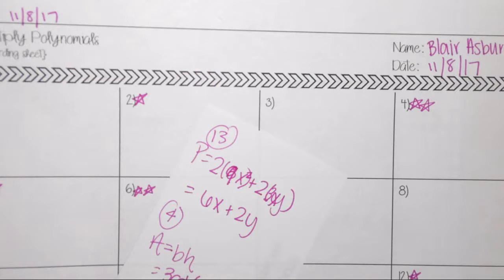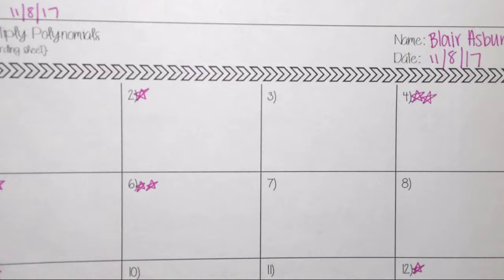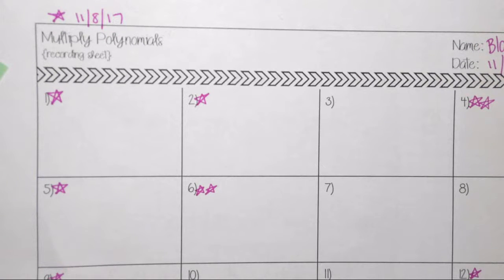I don't understand why 2 is so complicated, and it shouldn't be. Number 6 is something good. You are supposed to do those things. Number 6 has a double star. That means we're doing it together.